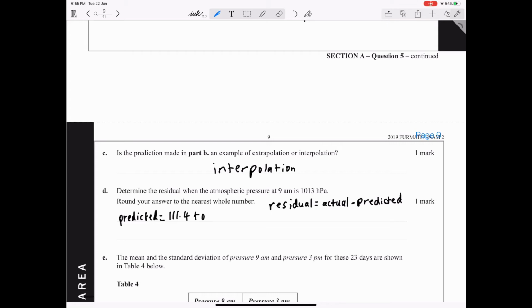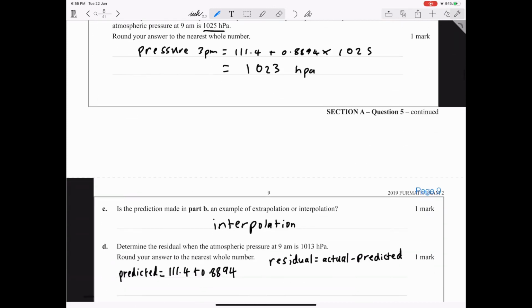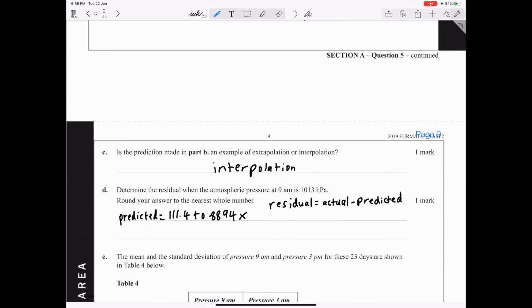111.4 plus 0.8894 times the pressure at 9 a.m. In the question it says we would determine the residual when the atmospheric pressure at 9 a.m. is 1,013 hectopascals. So you sub 1,013 in the equation. If you do that, your predicted value should be 1,012.3622 to 4 decimal places.